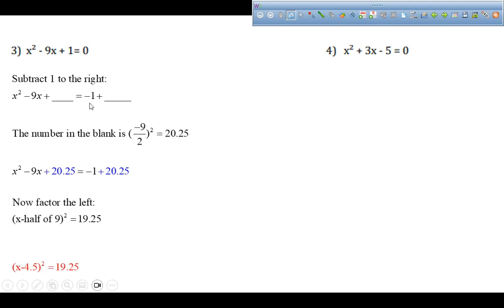So I subtracted 1, that's the -1 here. My perfect square was -4.5 squared. Splitting that -9 in half is -4.5. Squaring it is 20.25. Factoring the left is x, and then I kept the minus, and half of 9 is what goes inside the parentheses, which is 4.5. And then the right-hand side is just combining those 2 things.